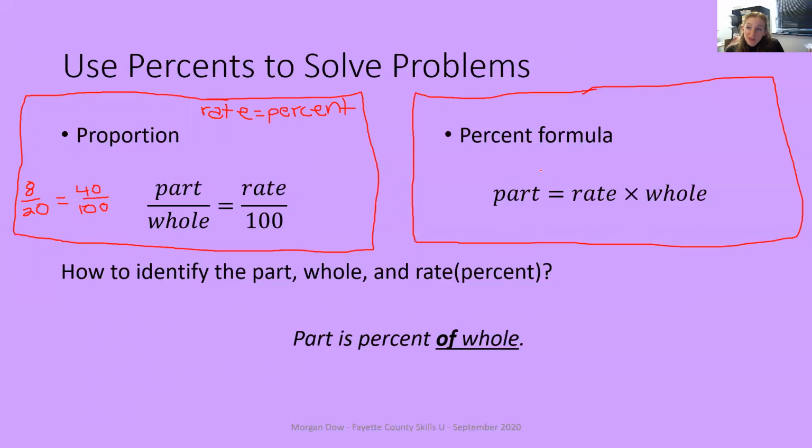Now the percent formula is basically just the proportion but reorganized a little bit. So the percent formula says that the part is the rate times the whole, or the part is some rate of the whole. In this case, if you're using the percent formula, you're going to want to rewrite your percent as a decimal number. That just makes the calculations a little more straightforward when you're multiplying or dividing.